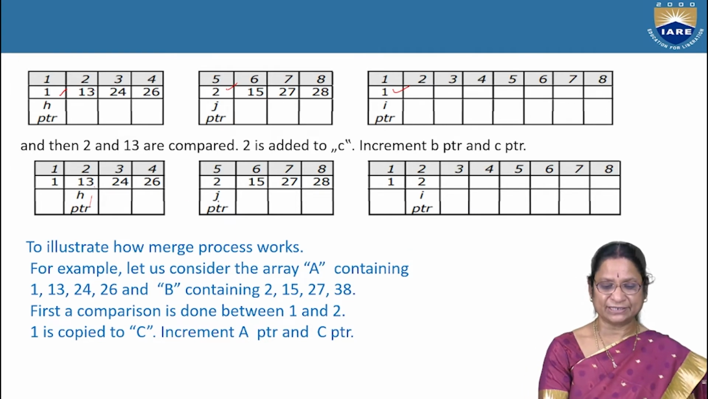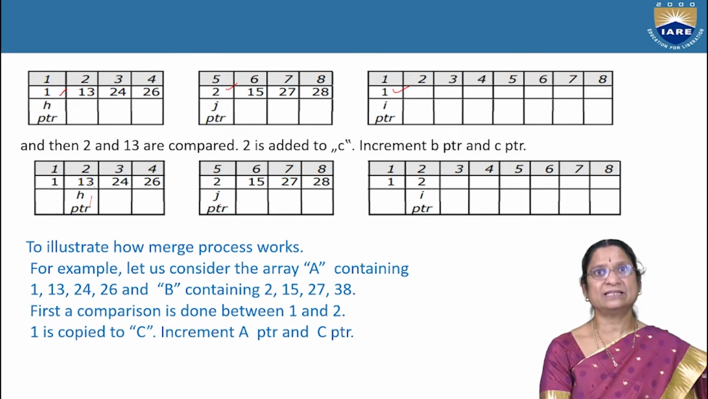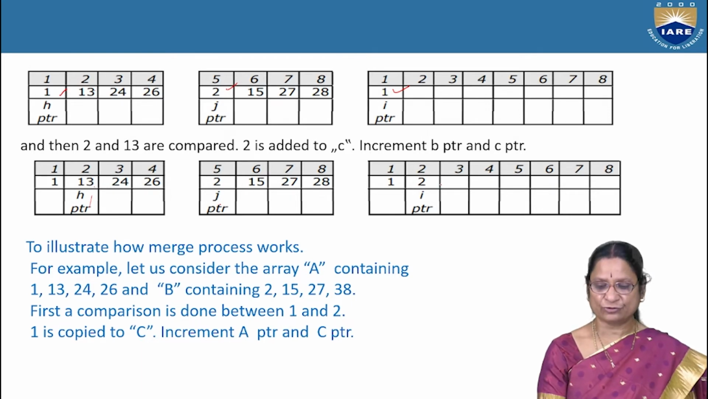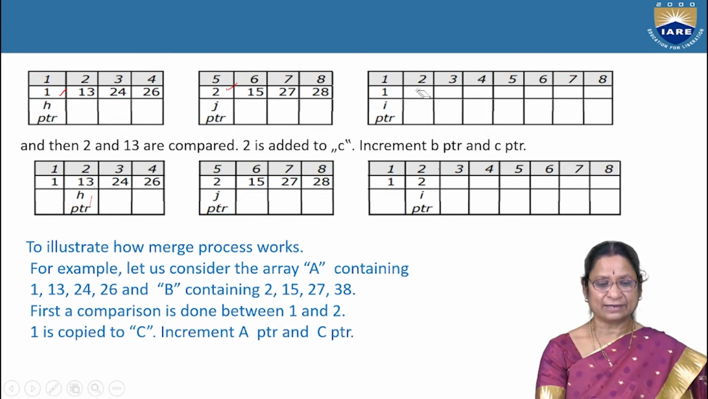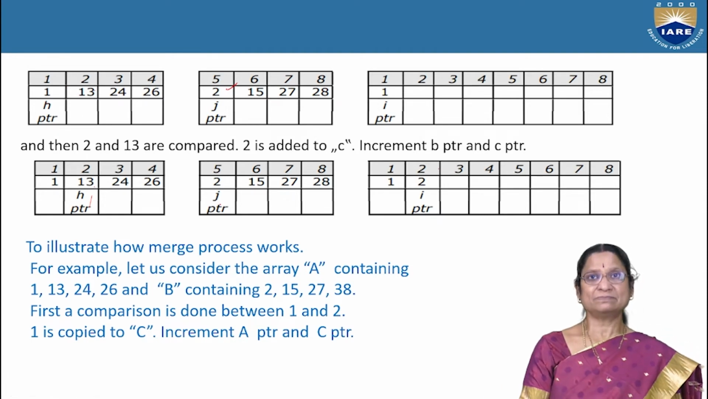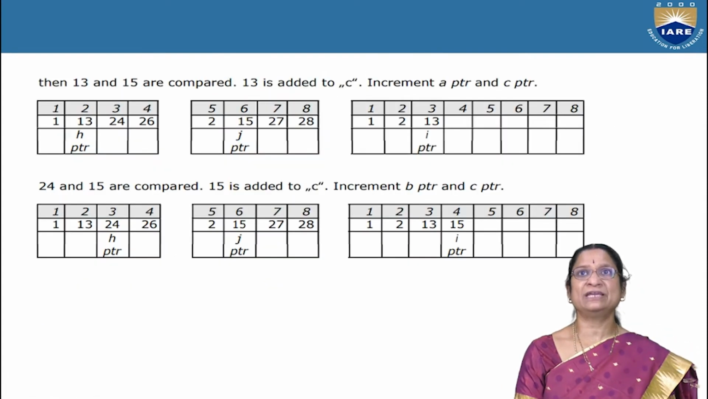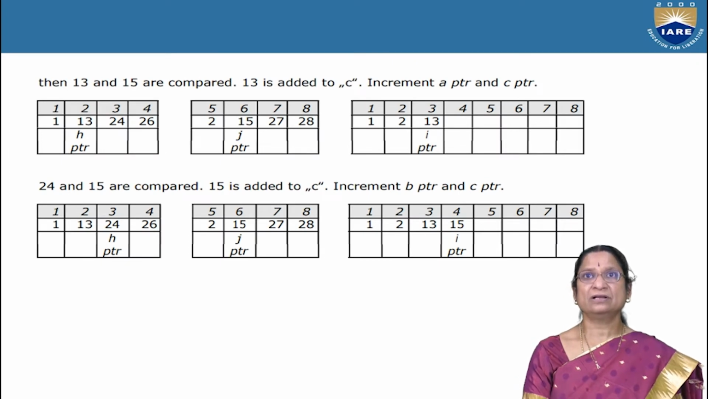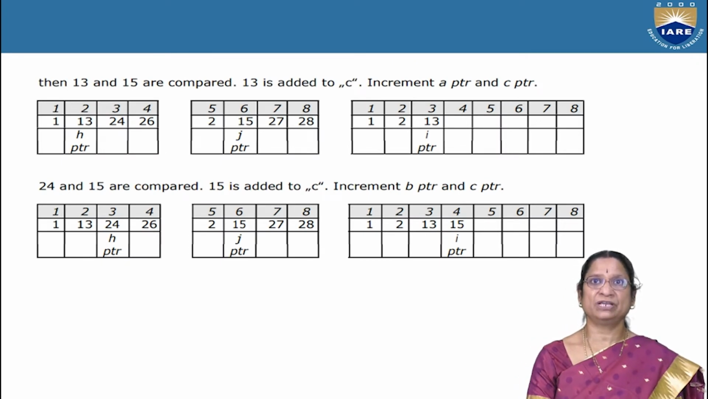Now comparison again, H and J. The H value, the respective index value, is 13. The Jth index value is 2. Comparing, 2 is going to be written here. Now J will be incremented. You understand that whichever element we copy from a sublist, the respective sublist pointer is going to be incremented. Now you observe the jth element is incremented to 15.